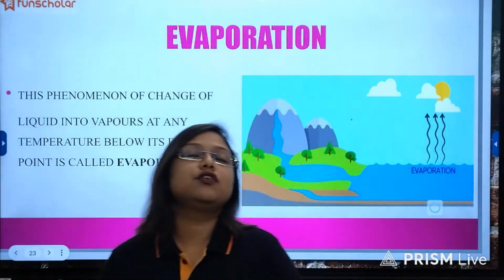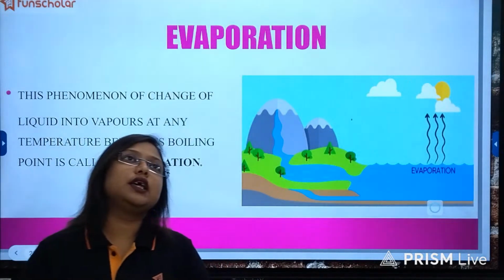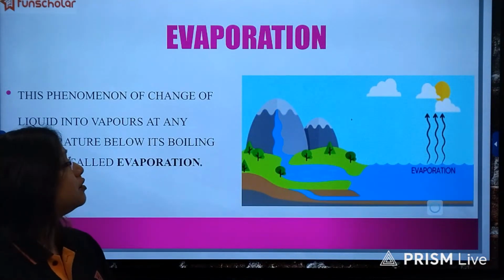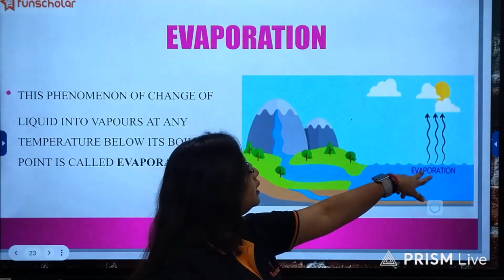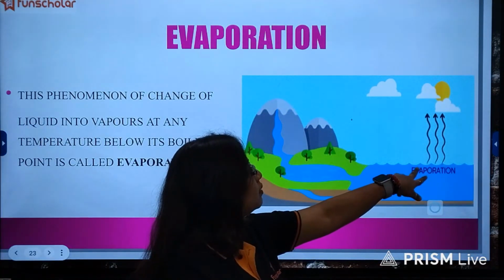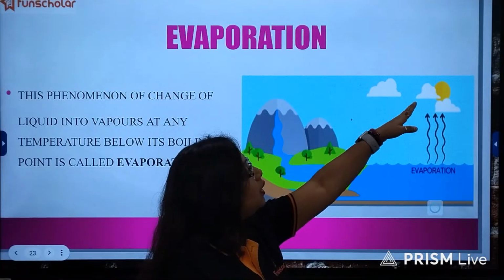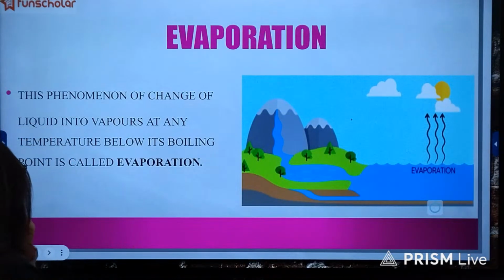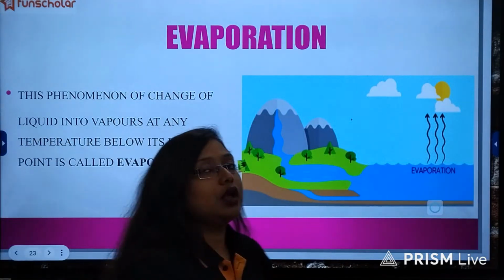The first thing is evaporation and condensation. When we talk about it, first is evaporation. You can see there is a photo where you can see that there is water, but because of the heat, the water is evaporating. Here, the phenomenon of change of liquid into vapor at any temperature below its boiling point is called evaporation.